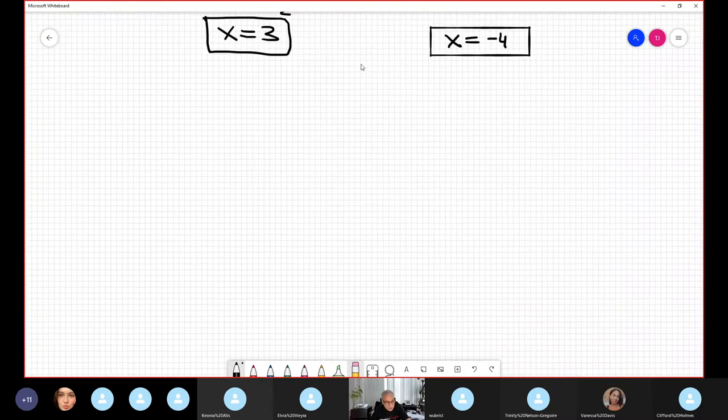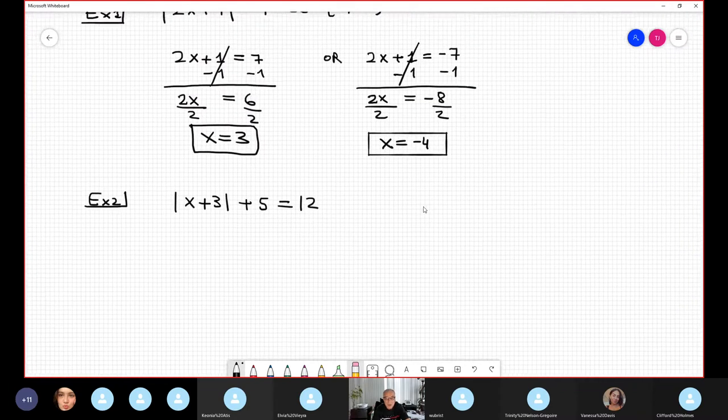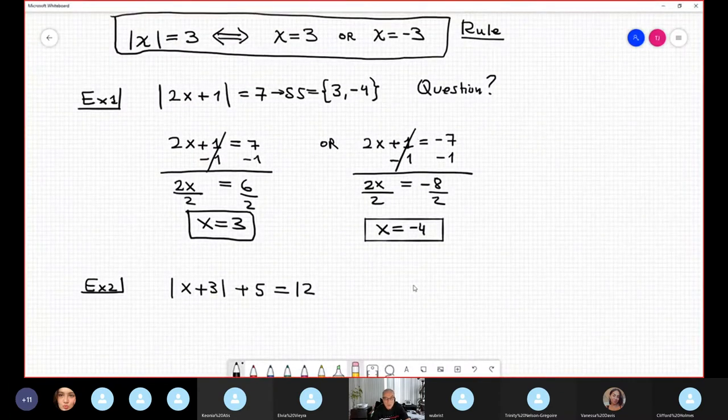Okay, I want to complicate a little bit, but just a little bit, not too much. Suppose this equation: absolute value of x plus 3, plus 5, equals 12. And the professor explained some rule. It's that rule, in which you remove the bar and you take the right-hand side positive and negative.